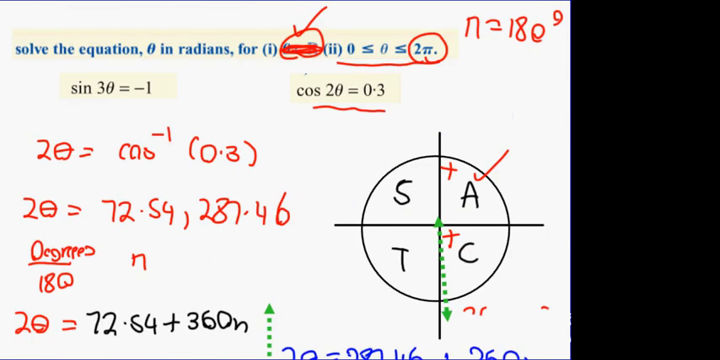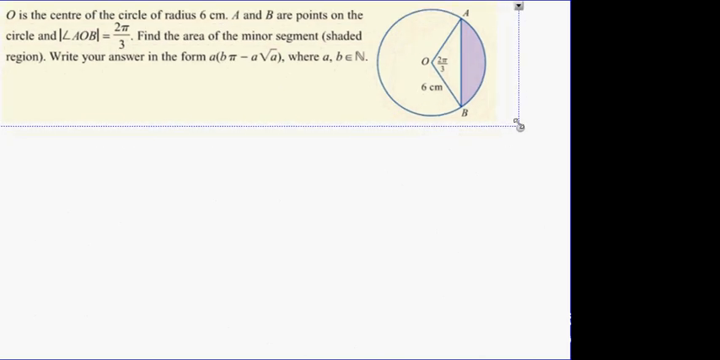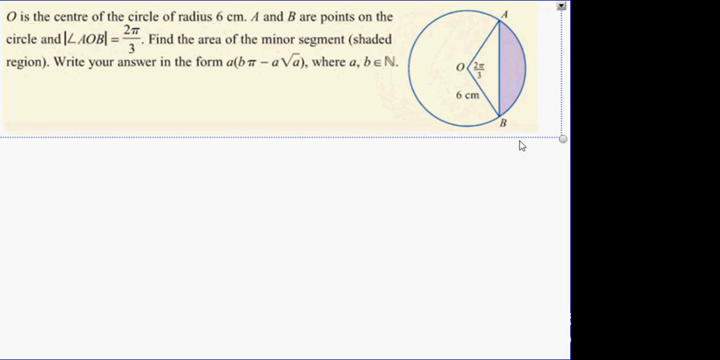O is the center of a circle of radius 6. A and B are points on the circle, and the angle AOB equals 2 pi over 3. Find the area of the minor segment, the shaded region. Write your answer in this form here. This form here means we're going to have no decimals. I'm keeping it all in surd form.